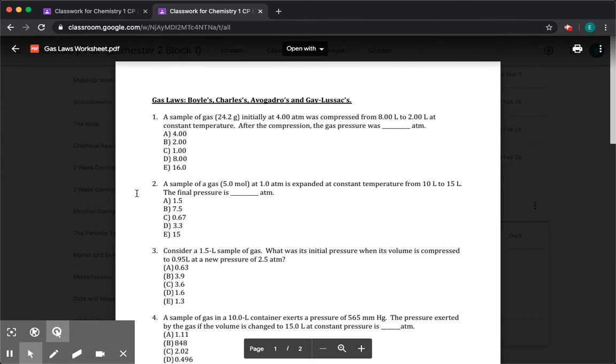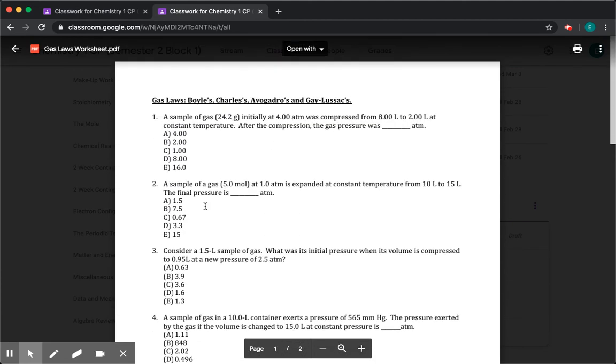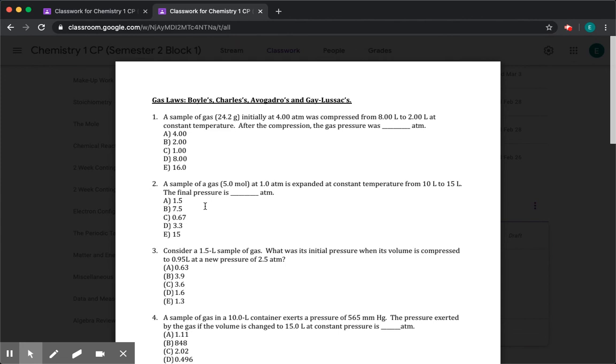So that's number 1 and number 7. The rest of them follow that same pattern. Figure out what law it is, what equation you have to use, and plug the numbers in.